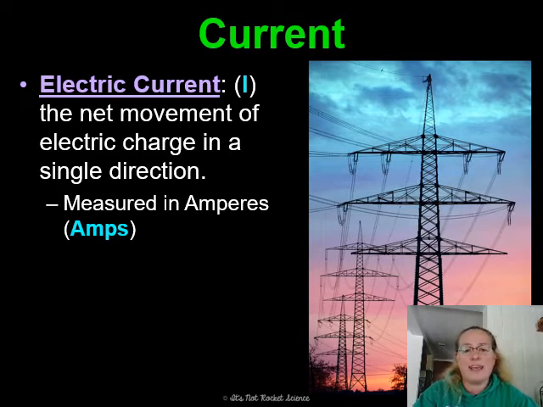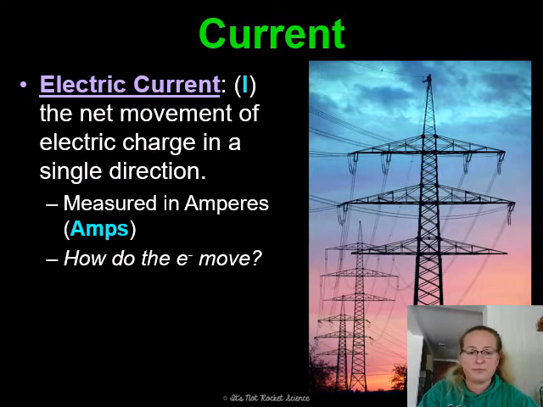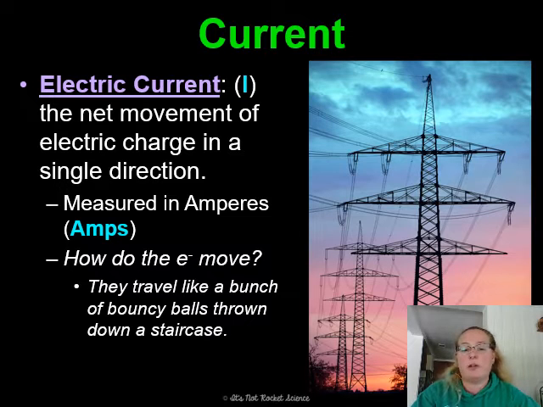It is measured in amperes, or amps, and I'm sure you've heard people talk about how many amps something has, and so that's how many electrons are moving in a single direction at any given time. How do the electrons move? They do not move nicely, so to speak. They don't buddy up and line up really neatly, single file down the hallway. They bounce like a bunch of bouncy balls thrown down a staircase.